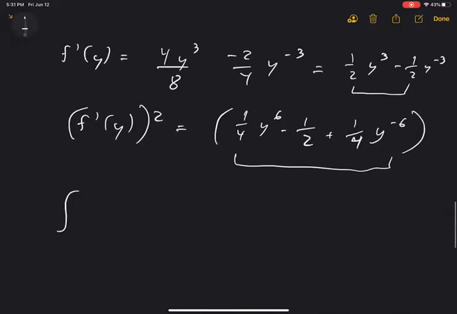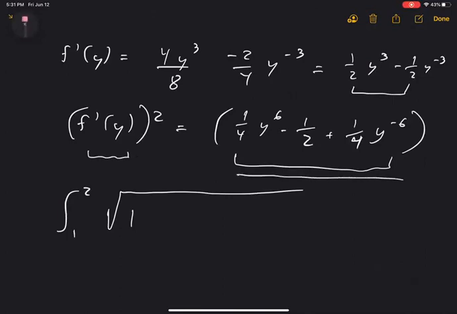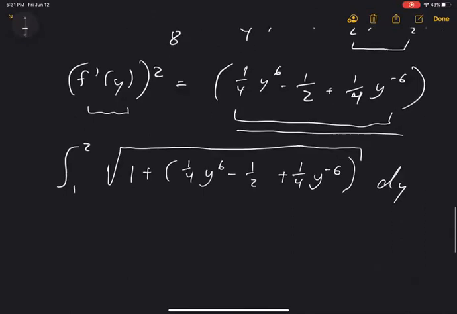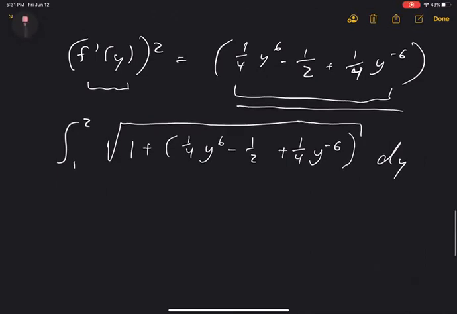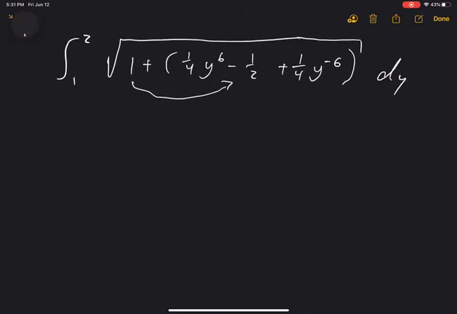We would integrate from 1 to 2 along our bounds, and then we have 1 plus f prime squared. Okay, so 1 plus this thing. Now to integrate in terms of y. All right, so we're adding 1 to this. Really all that's going to change is I add 1 to negative 1/2, and then I should get positive 1/2, right?